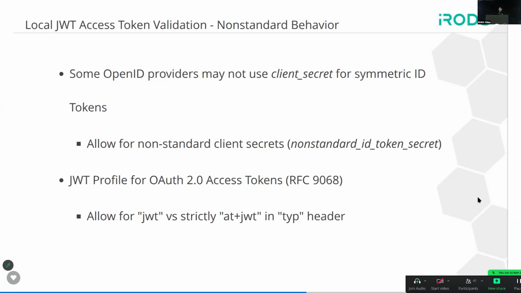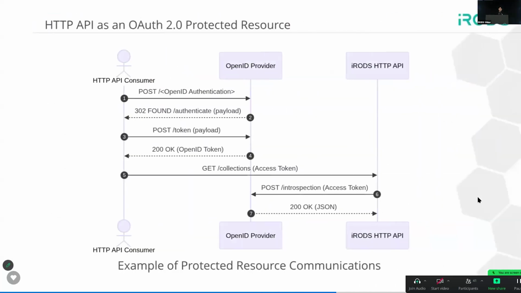Additionally, if you're really strict about what you're looking at in the RFC, we do bend the rules a little bit in regards to the JWT profile for the 2.0 access tokens, in that we don't strictly follow the at+jwt type header, but it's not that big of a deal. Everything else still respects the standard.